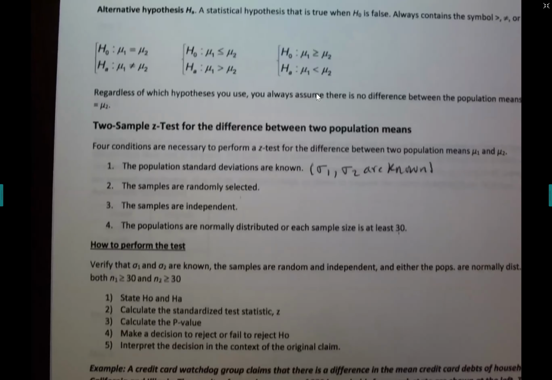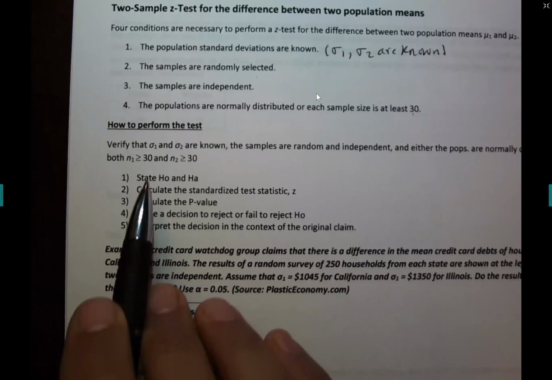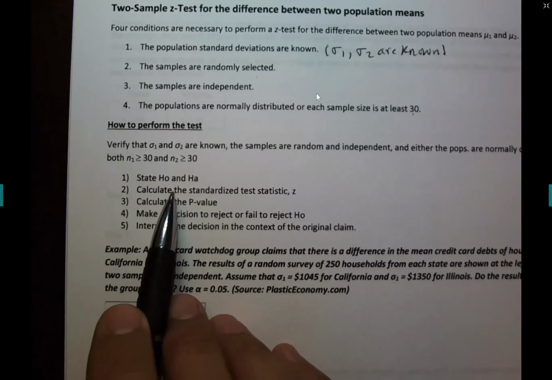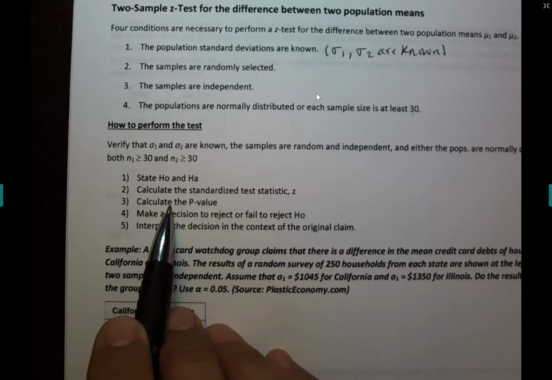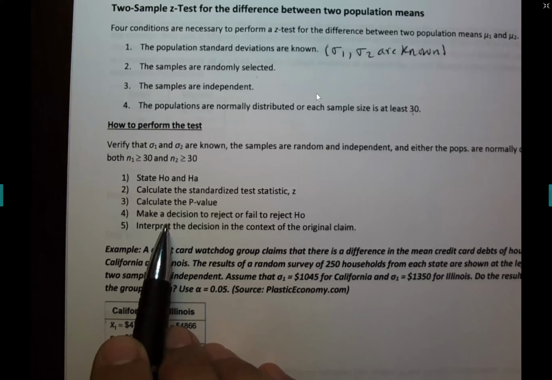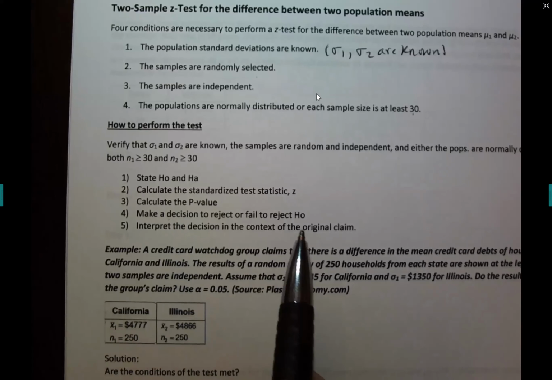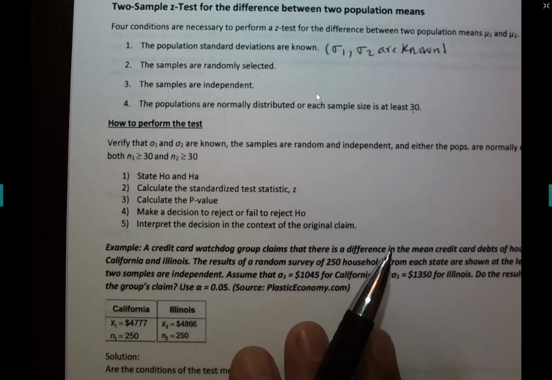How to perform the test? You state H0 and HA. You calculate the standardized test statistic Z. You calculate the p-value. You make a decision about the p-value. If the p-value is less than alpha, you reject H0. If the p-value is more than alpha, you fail to reject H0. And let's do an exercise.